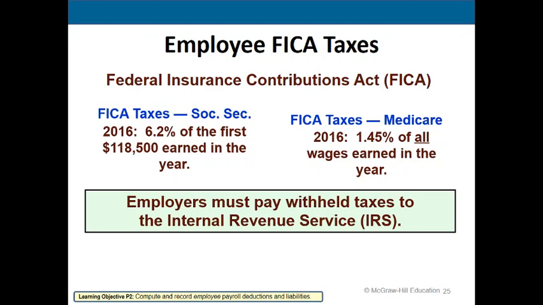Now, the employer, this is just like sales taxes. You have to deduct these from the employee's paycheck, and you're going to list it as a liability, a payable, and it's payable to the U.S. government, to the IRS, at some future date. It's not the company's money. You're holding it in trust for the U.S. government.